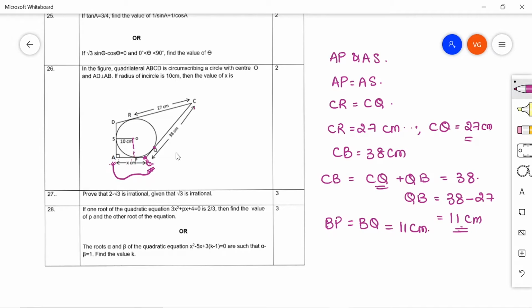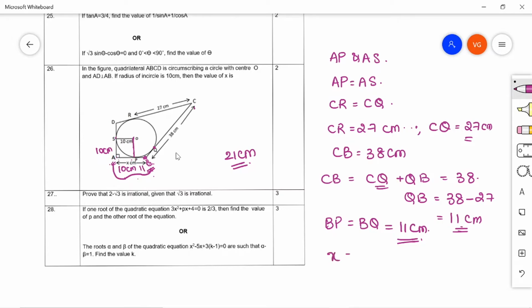AP OS, so as this is 10 centimeter, they have given the radius. AS is also equal to 10 centimeter. If you consider AS and AP are the two tangents, then AP is also equal to 10 centimeter. And from here we know BP is equal to 11 centimeter. So 10 plus 11, that will be 21 centimeter will be the length of this AB or X.